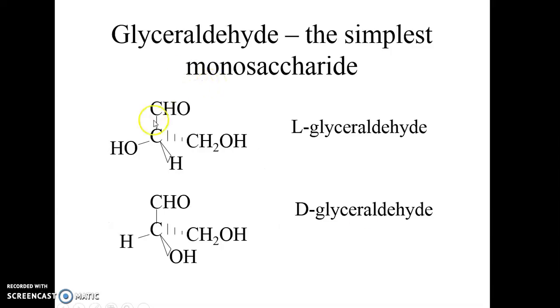This is L-glyceraldehyde. It's the simplest monosaccharide there is. This is an aldotriose. This is L-glyceraldehyde, and this is D-glyceraldehyde. What we do, though, is we don't draw them like this. We draw them in the up and down fashion.